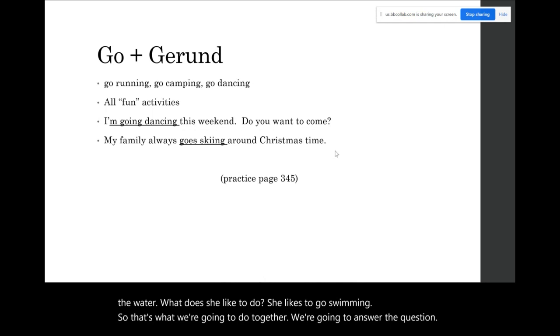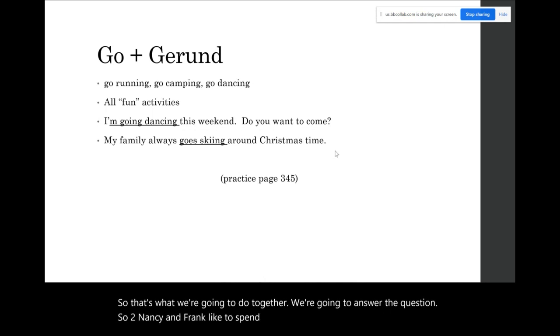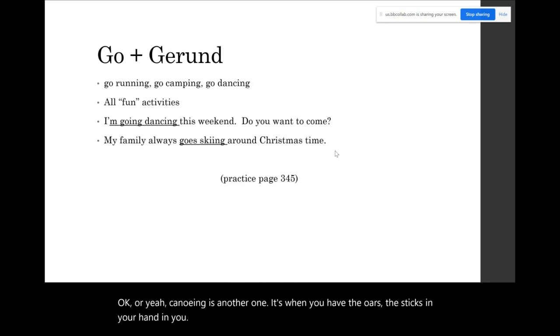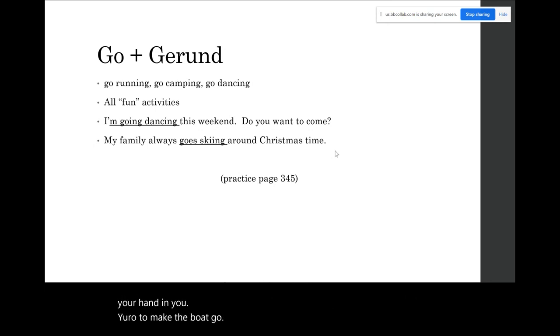So number 2, Nancy and Frank like to spend the whole day on a lake with poles in their hands. So on the lake with poles in their hands. What do they like to do? Boating? They like to go boating. Or yeah, canoeing is another one. It's when you have the oars, the sticks in your hand, and you row to make the boat go. Go boating. Okay, Amani, you can do the next one, all right?